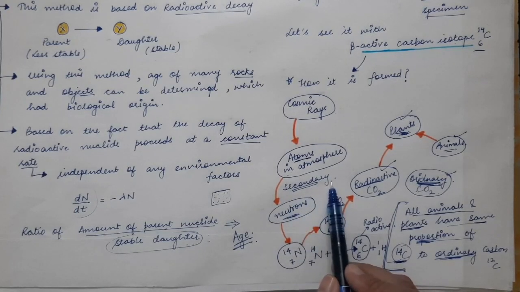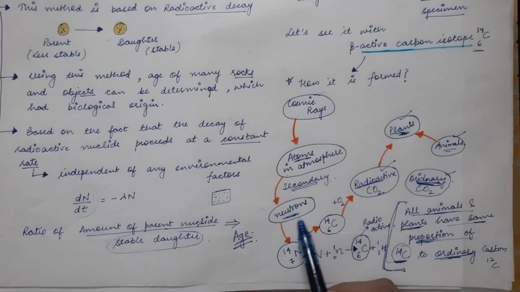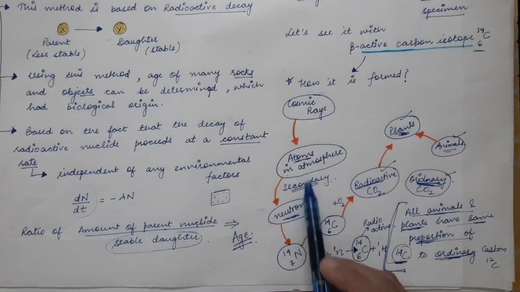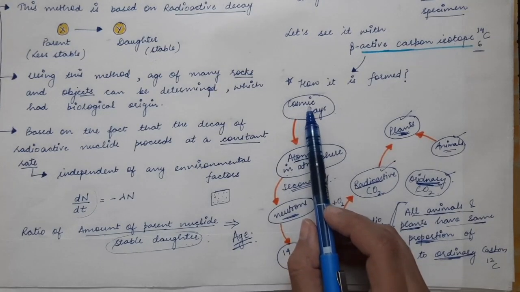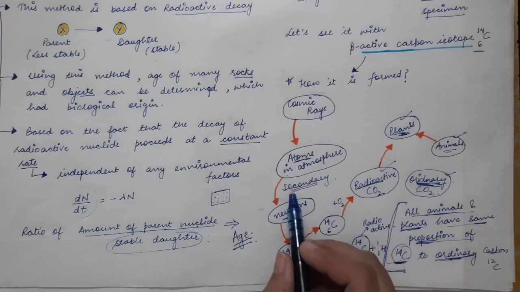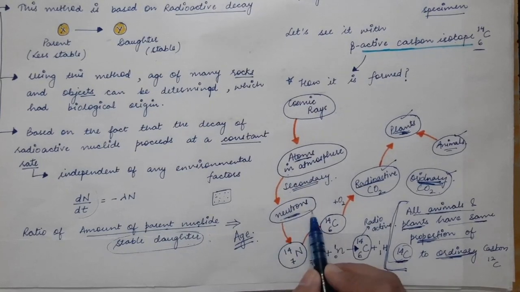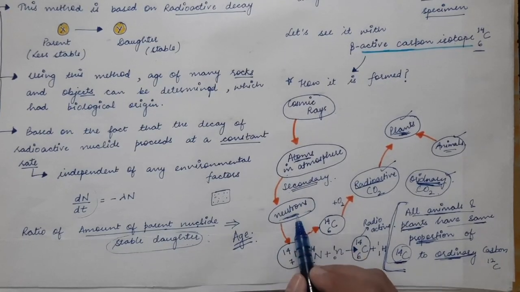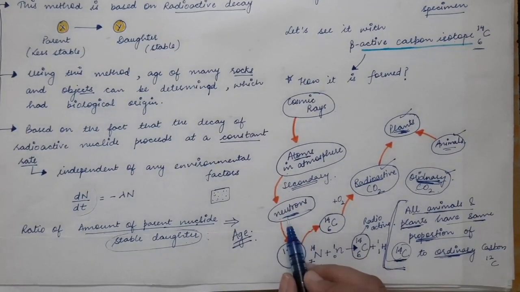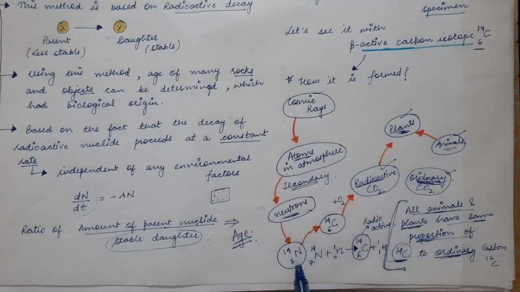So various secondary particles are emitted, and neutrons are one of those secondary particles which are emitted after the collision of cosmic rays with the atoms which are present in the atmosphere. So a large number of neutrons are emitted as secondary particles. Now these neutrons combine with the nitrogen which is present in the atmosphere.